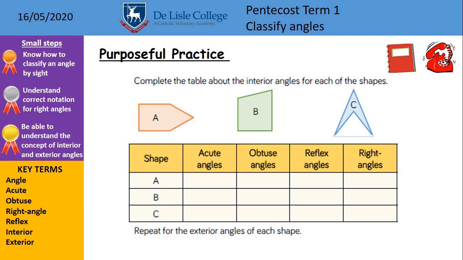Next up, little copy and complete table. Once again, it is on the worksheet. Apologies if you don't have access to a printer to be able to do that. But if you just get that into your book and sort out how many of those different interior angles you can see in each shape. Okay, so pause the video and fill that table in for me. And when you've done that, you can also repeat for the exterior angles of each shape.